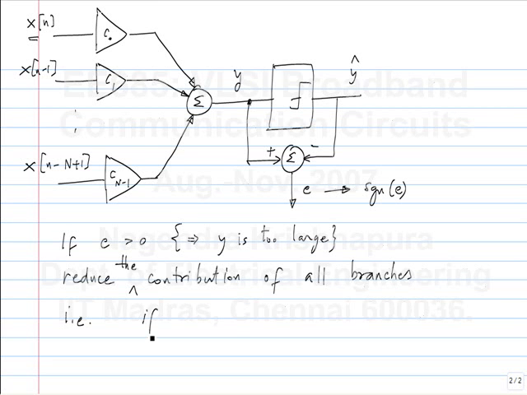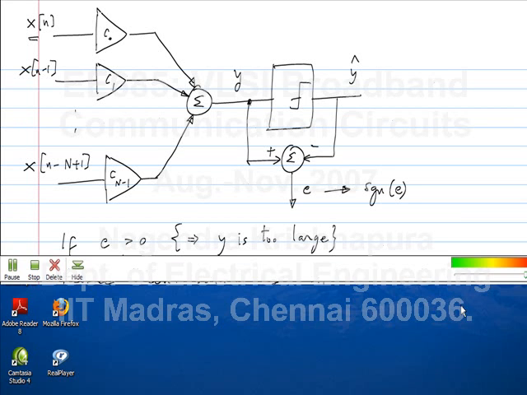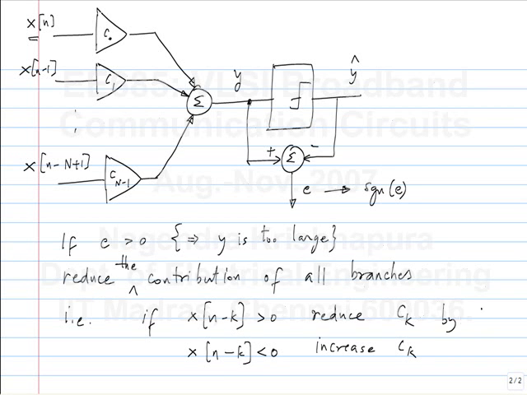That is, if x of n minus k is greater than 0, I reduce Ck. If x of n minus k is less than 0, I increase Ck. Basically I know that y is too large, so I adjust every branch contribution to be smaller than it was. Then in the next step I do the same thing. I look at whether y is too large or too small, and then I move the contribution of every branch in that particular direction. In this case the step size is fixed. So in fact it's not just reduce Ck, it's reduce Ck by some fixed amount mu. At least in the form that we wrote, this is what the equation means.